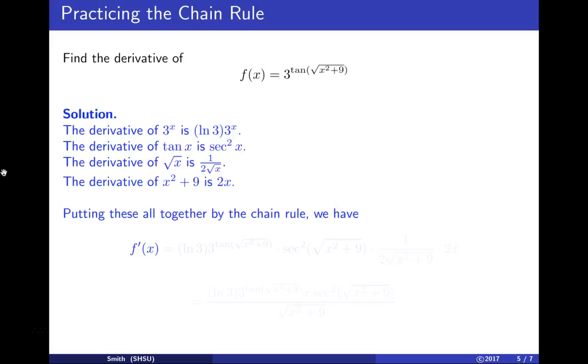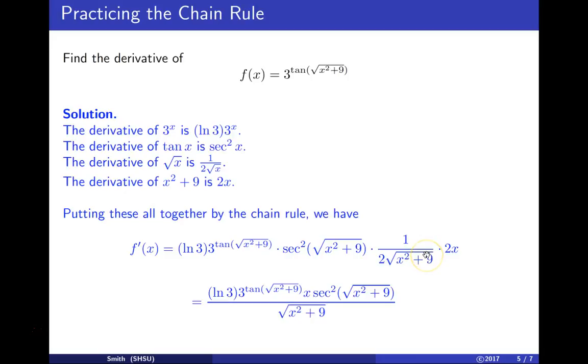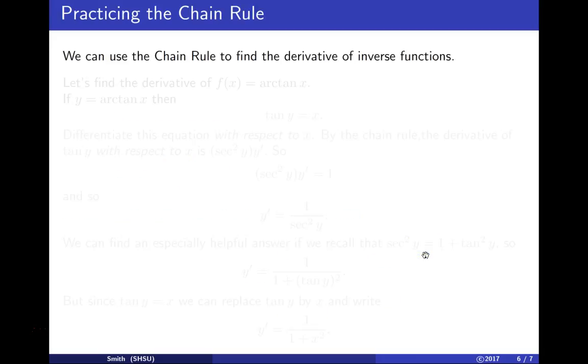x squared plus 9. Putting these all together, the derivative of 3 to the x is natural log 3 to the whatever. The derivative of whatever is secant squared of this junk. The derivative of that junk is 1 over 2 square root of x squared plus 9, but the derivative of x squared plus 9 is 2x. So by the chain rule, I get natural log of 3 times 3 to the tangent of all of this times secant squared of this times 1 over 2 square root times 2x. I can, by the way, get the 2's to cancel, clean it up, and there is, I think, my final answer. What a mess.